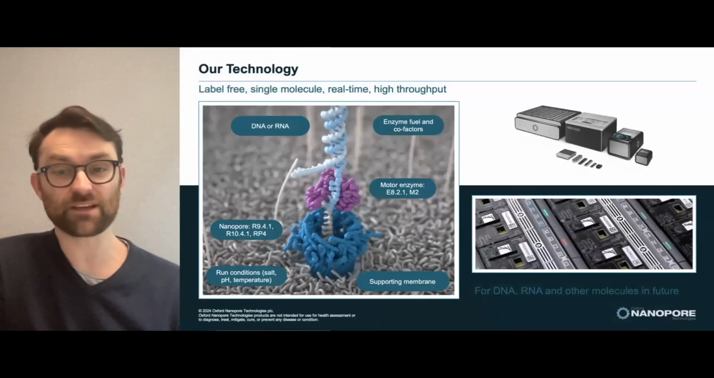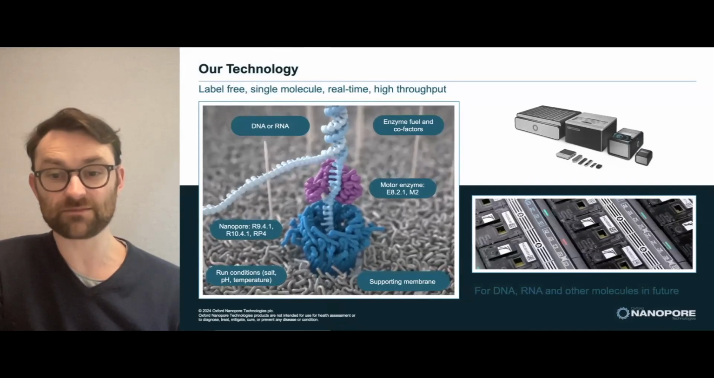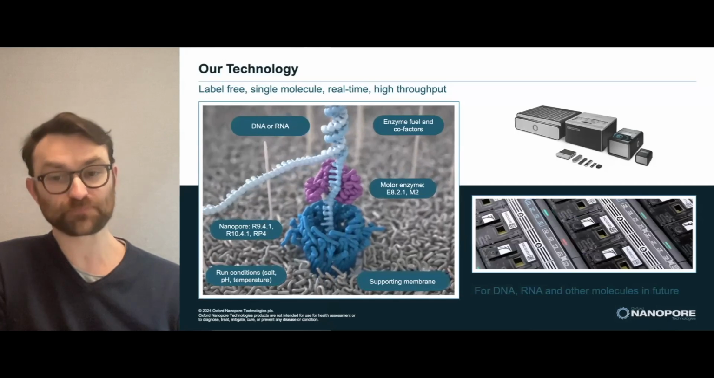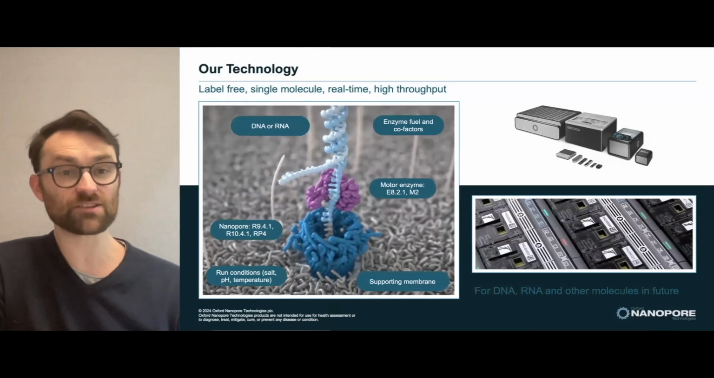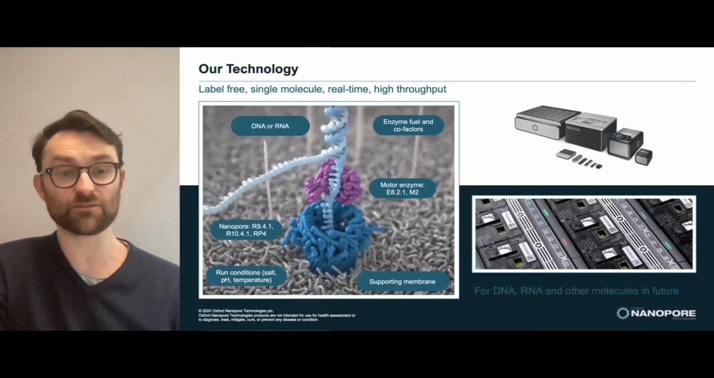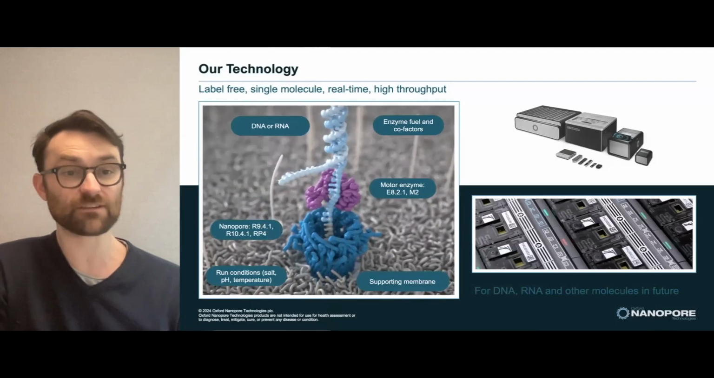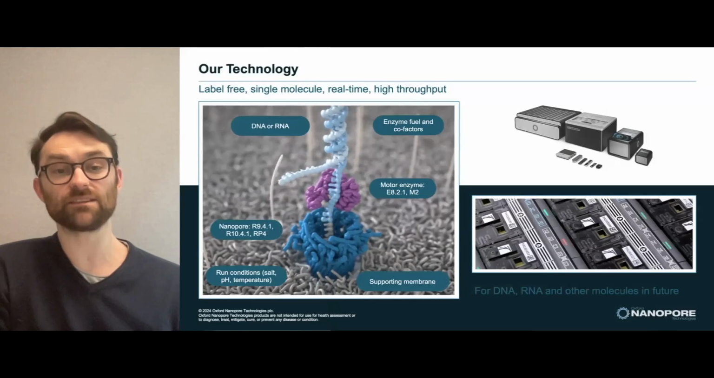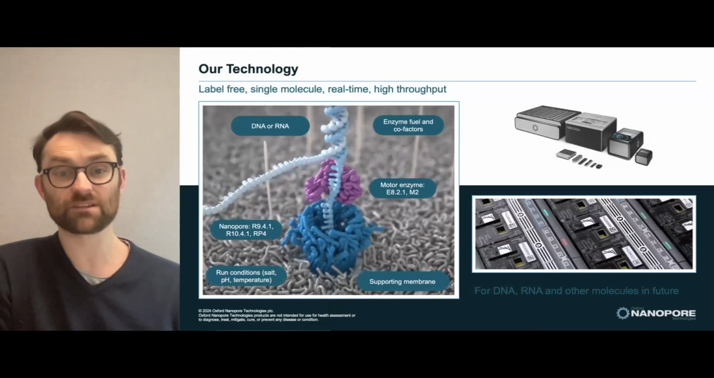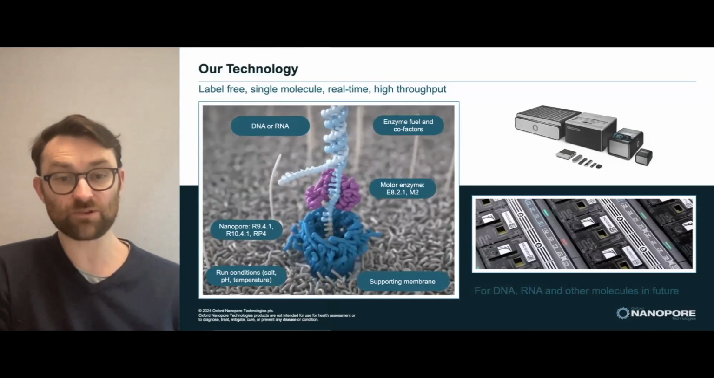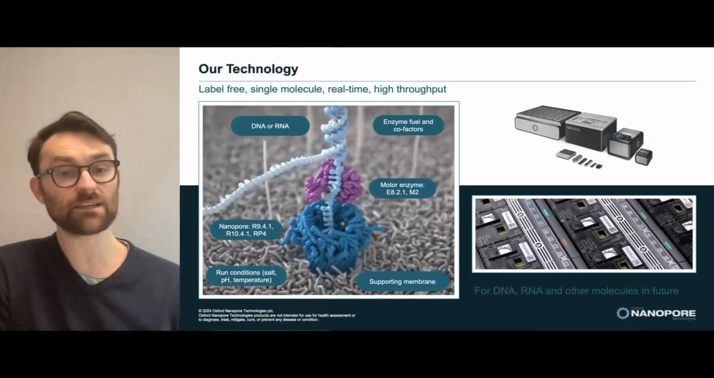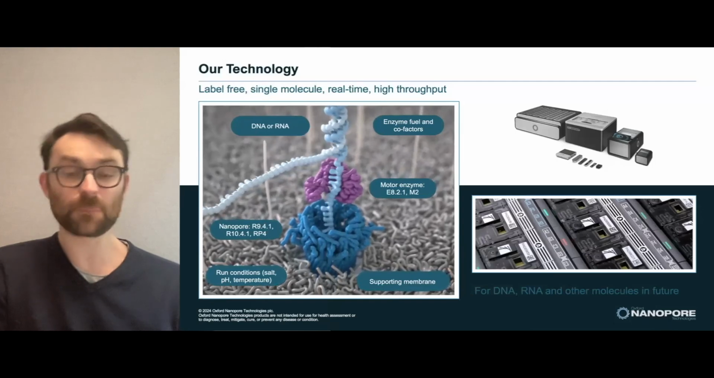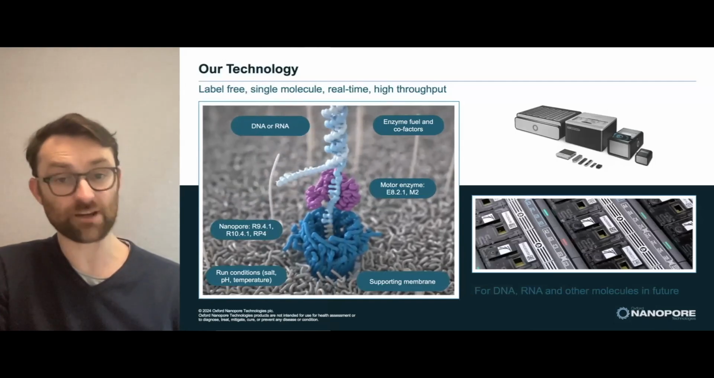So first, I want to bring everyone up to speed and explain briefly how our technology works. Nanopore sequencing is a label-free single molecule method of sequencing native DNA or RNA. The method happens in real time, and you can have high throughput sequencing. The way this works is that you have a motor enzyme here in purple that is bound to the DNA or RNA, and it will unwind the DNA or RNA through the pore.